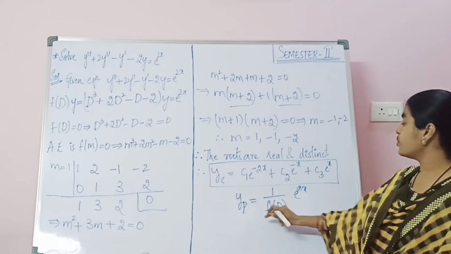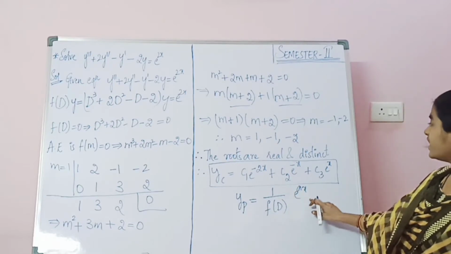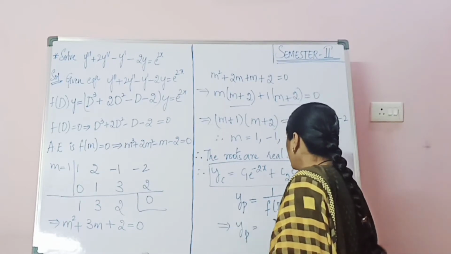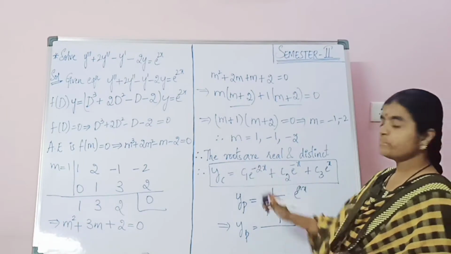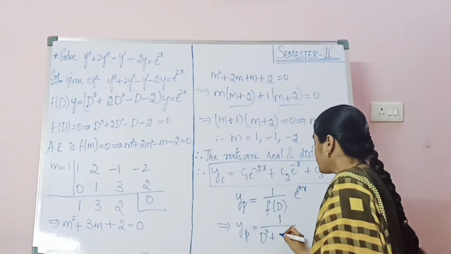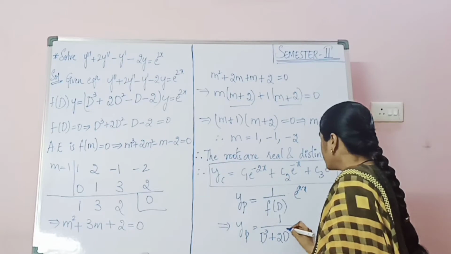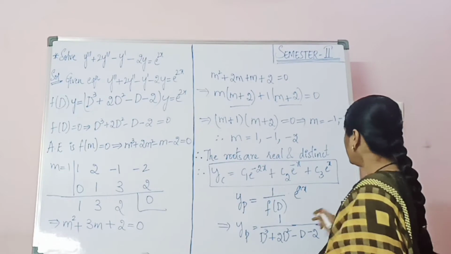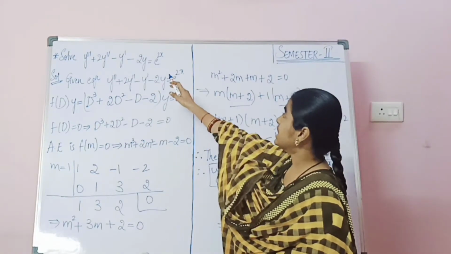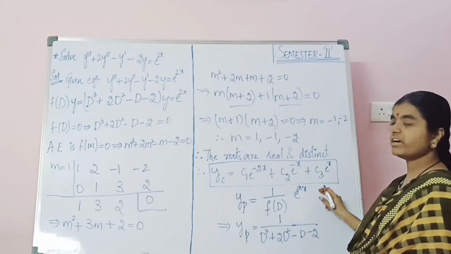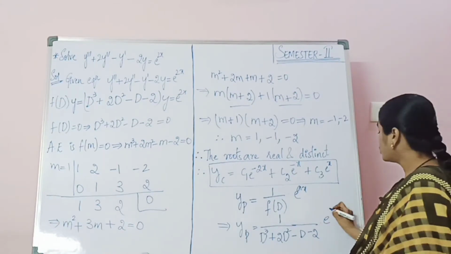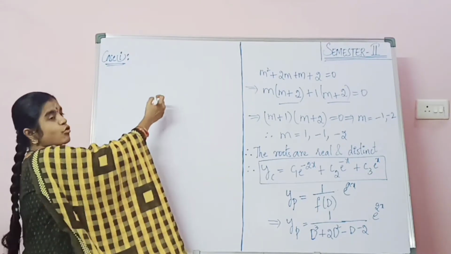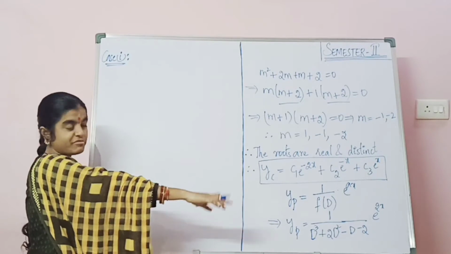So yp equals 1 by f of D into e power ax. So that implies here yp equals 1 by f of D. What is f of D here? D cube plus 2D square minus D minus 2, into e power ax. What is given in the question? e power 2x. So in the place of e power ax, what we have to take here? e power 2x. So according to case 1, what we have discussed earlier here, in the place of D, what we have to substitute? a.